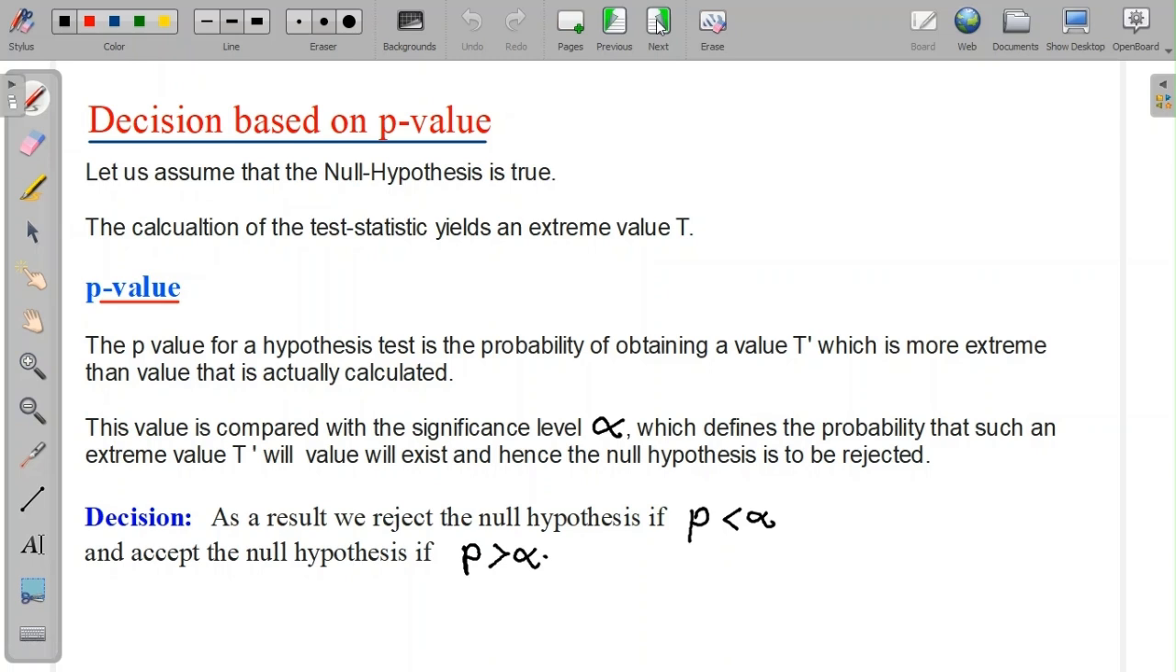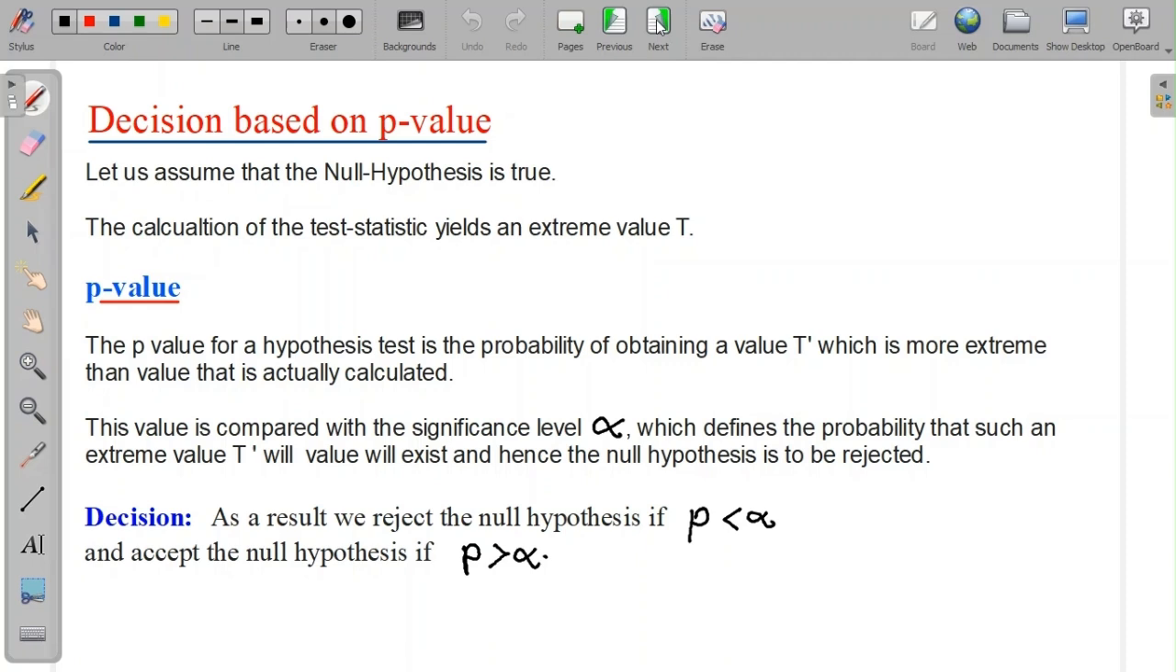Now, this probability is compared with the significance level. We already learned what the significance level, or the level of significance, is. This is denoted by alpha, and it defines the probability that such an extreme value will exist, and as a result, the null hypothesis will be rejected. You can recall that alpha is the probability that H naught will be rejected. So we compare the p-value and alpha.